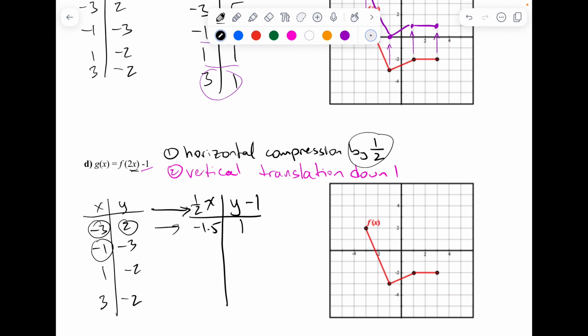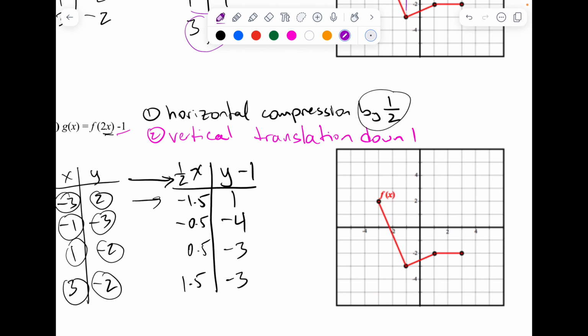The x value is a half times negative 1. That's negative a half. And then negative 3 take away 1 is negative 4. 1 times a half is a half. Negative 2 take away 1 is negative 3. 3 times a half is 1.5. Negative 2 take away 1 is negative 3.